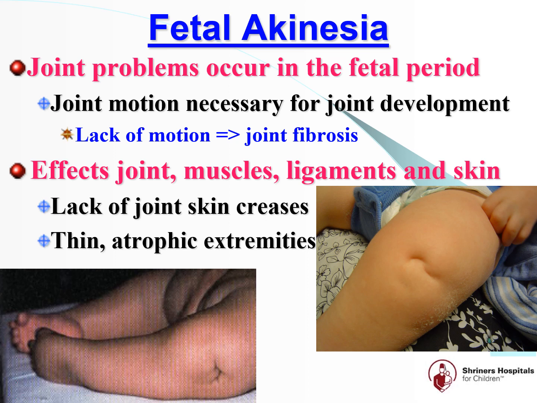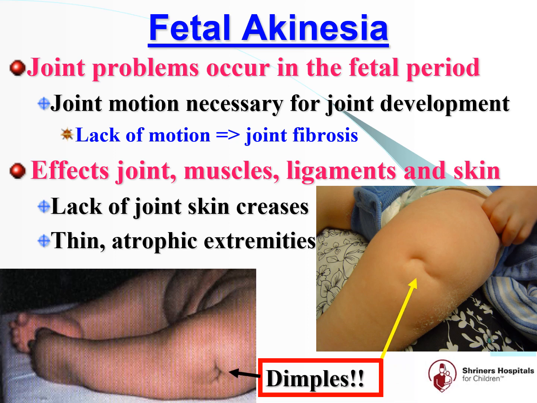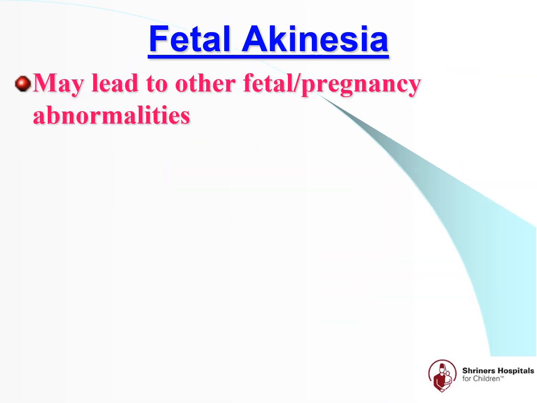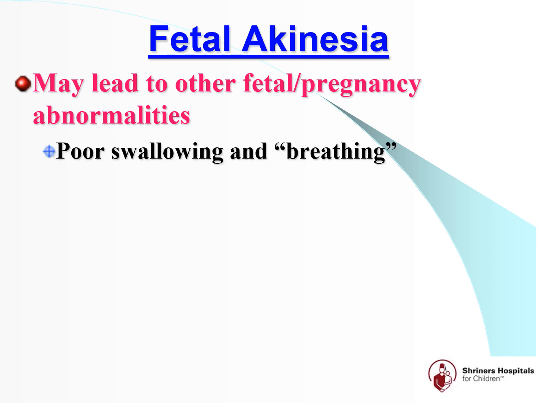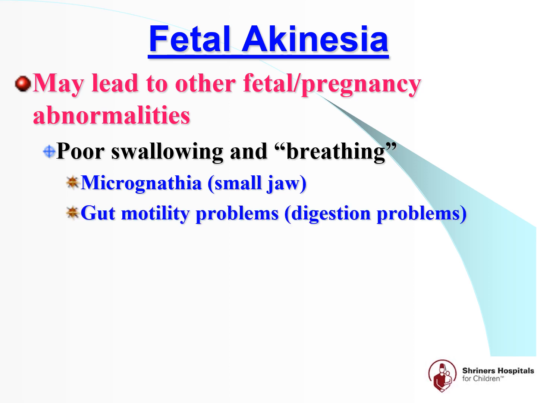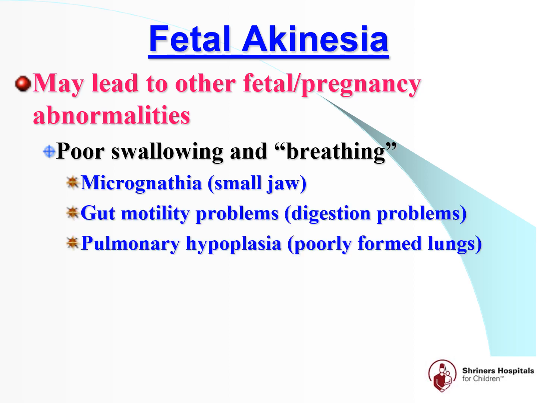You need to have motions to develop a normal joint, both from the perspective of the bones as well as the tendons, muscles, ligaments, and even the skin. If the skin doesn't move, the normal creases don't develop, and dimples can develop where the skin is adherent to the underlying bone. Other problems that happen with fetal akinesia are related to the fetus not breathing or swallowing the amniotic fluid, which is important for developing the jaw, the digestive system, and the lungs.